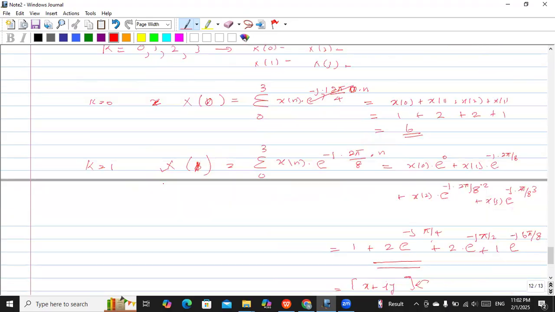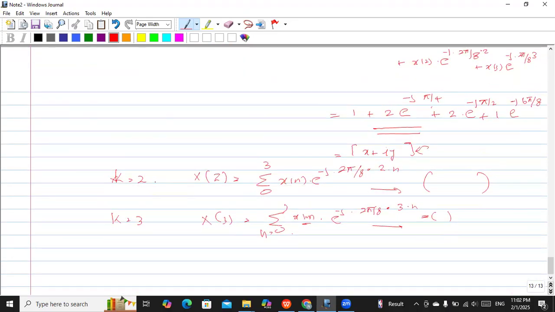Okay, then you have xk values. Xk, 0th xk is 6. And the second one will be a complex number. Third one also will be a complex number. I can't say every one is a complex number. Sometimes it can be real numbers also. Okay, so we will have 4 frequency samples.